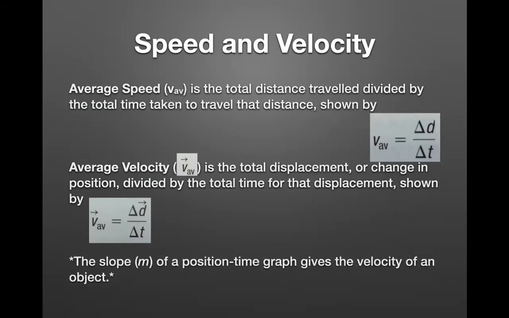The slope of a position time graph gives the velocity of an object. Remember old school, y equals mx plus b, the equation of a line? That's what it's talking about, that slope. Y equals mx, the number that's multiplying the x.